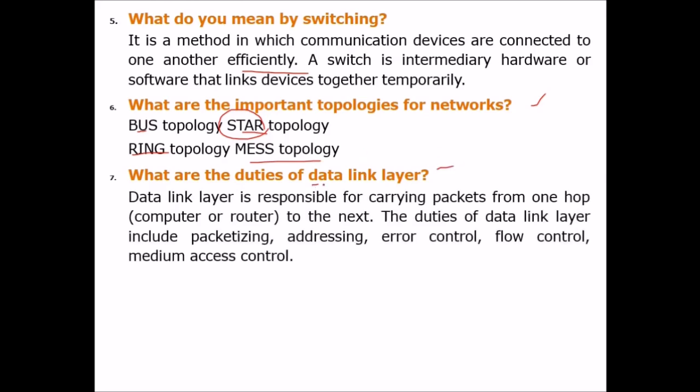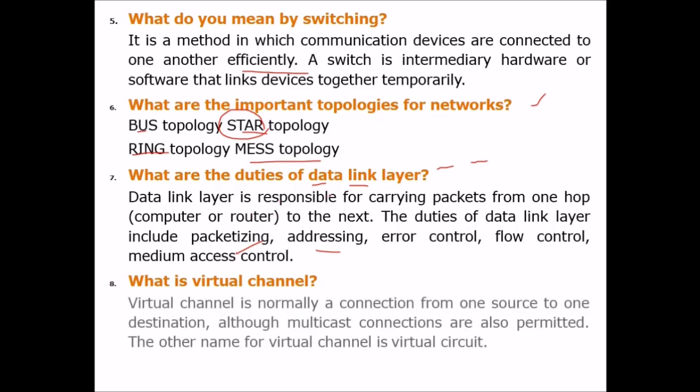What are the duties of the data link layer? As it suggests, data link, linking of data. The data link layer is responsible for carrying packets from one hop, that is a computer or router, to the next. The actual work is done by the physical layer, but the responsibility of carrying these packets from one hop to another is the job of the data link layer. Its duties include packetizing, addressing, error control, flow control, and medium access control. This layer also has a MAC layer, the medium access control.